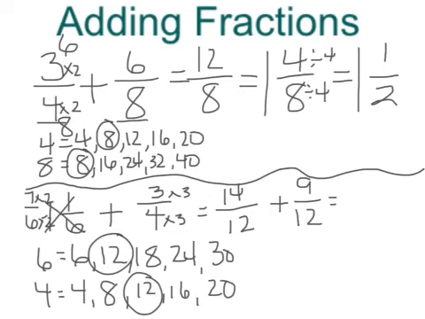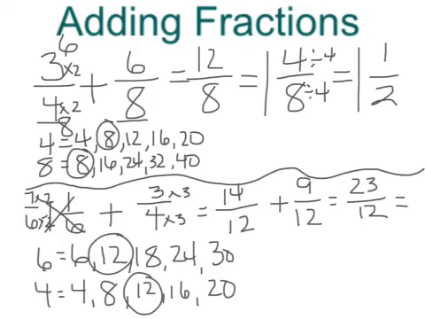Now I can add. 9 plus 14 is 23. 12 is our denominator and it will stay the same. You will notice that I have an improper fraction for my answer. So now I have to change this improper fraction into a mixed number.